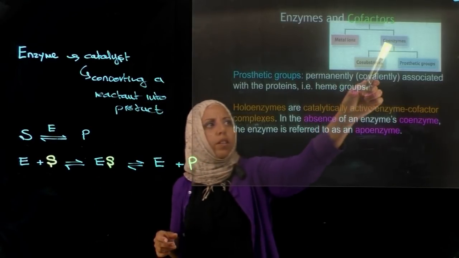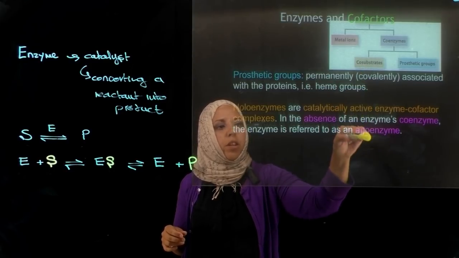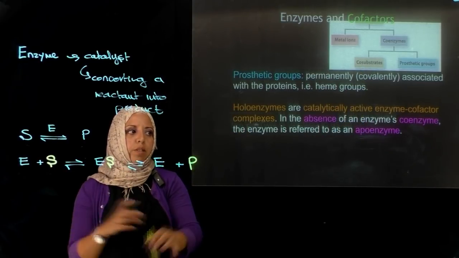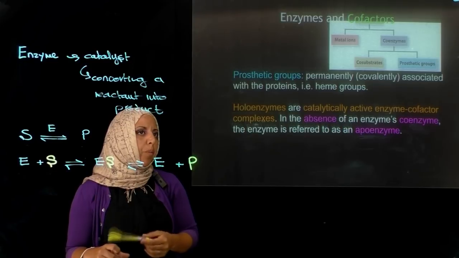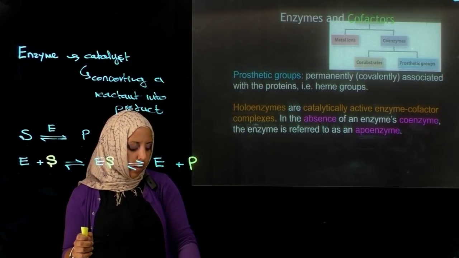And again, coenzymes, or co-substrates, bind to the protein and then dissociate. So they're not permanently associated with an enzyme, unlike prosthetic groups.